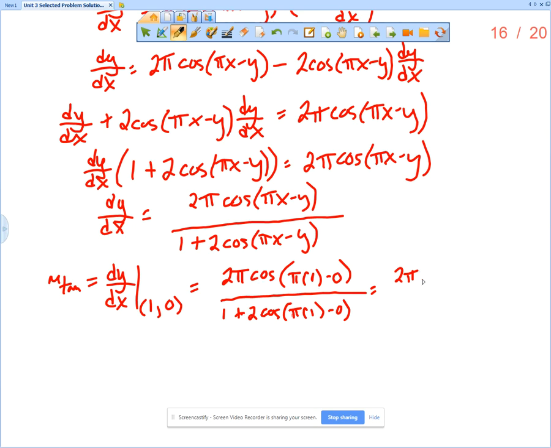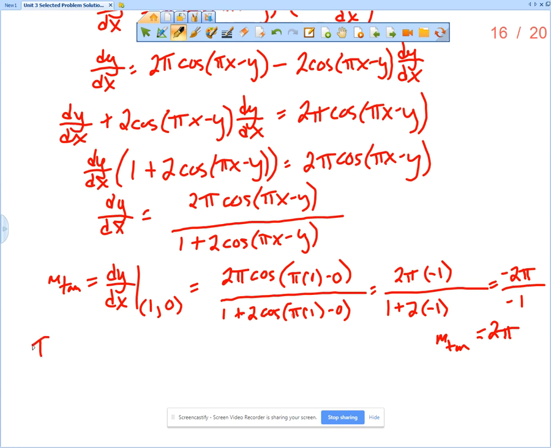So cosine of pi is negative 1, divided by 1 plus 2 times cosine of pi, which once again is negative 1. So I get negative 2 pi divided by 1 plus 2 times negative 1. 1 minus 2 is negative 1. So my answer is 2 pi. That is the slope of the tangent line.